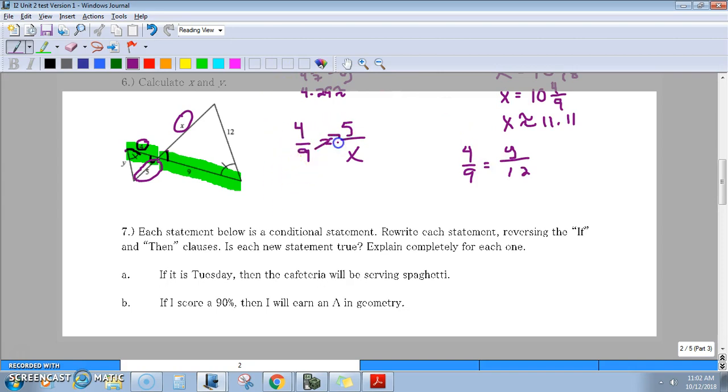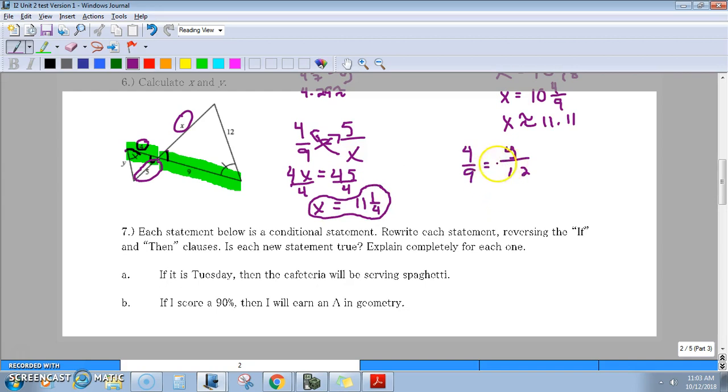All right, so here 9 times 5 and 4 times x. 4 times x is 4x. 9 times 5. I always like to multiply the side that has the variable first, so the variable ends up on the left-hand side, is equal to 45. So then we divide both sides by 4, and we get x is equal to 11 and 1/4. 4 can go into 45 11 times with 1 left over.